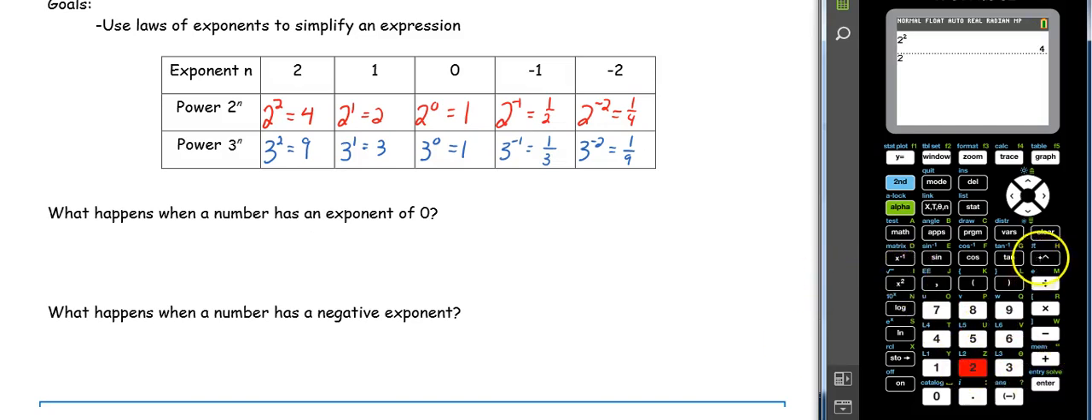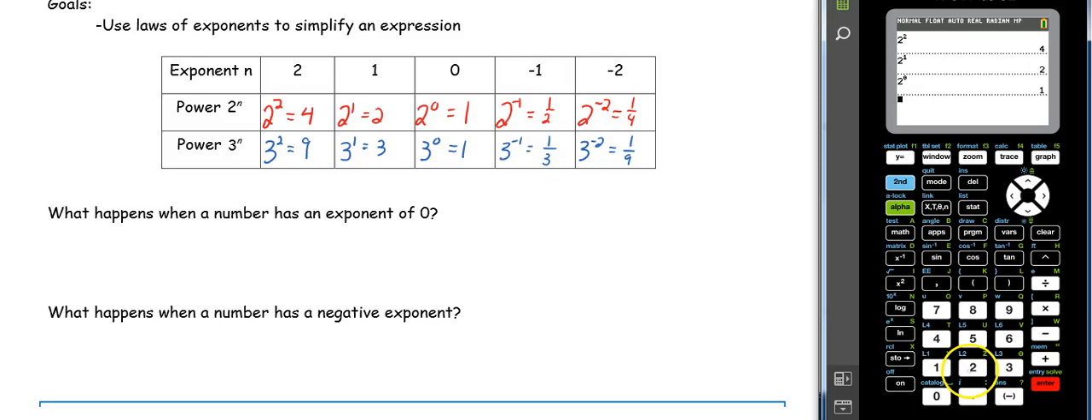We have 2 to the first power. This time there is no power button, so we're going to hit the caret above the division button, 1, which gets us 2. 2 caret 0 gets us 1.